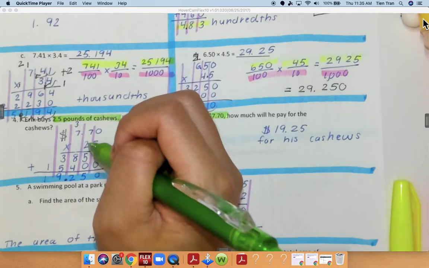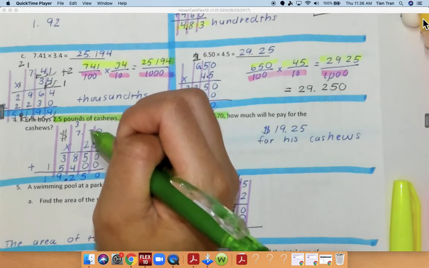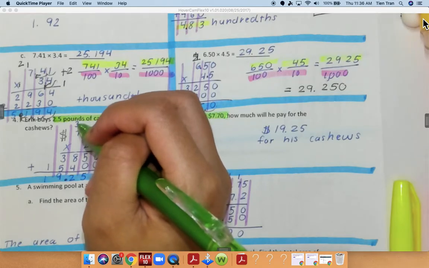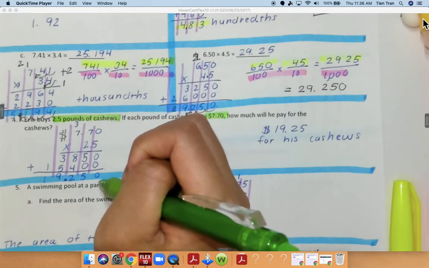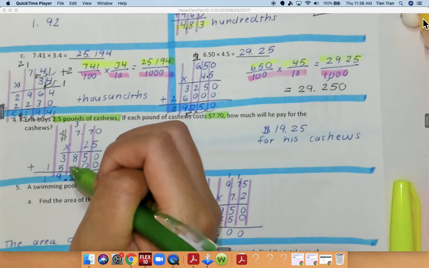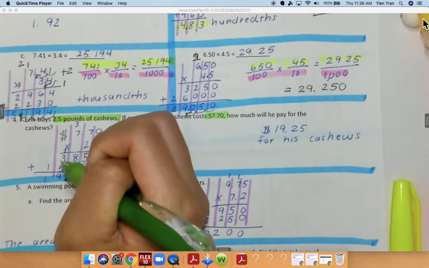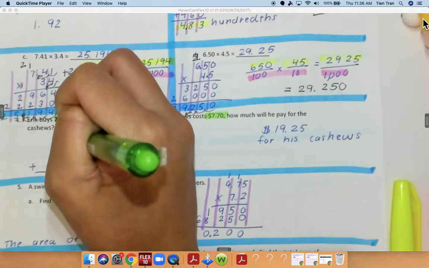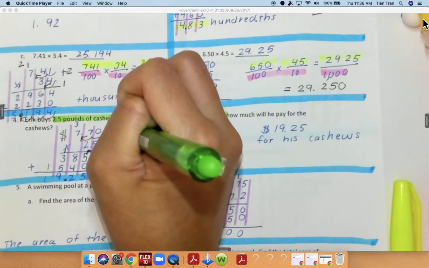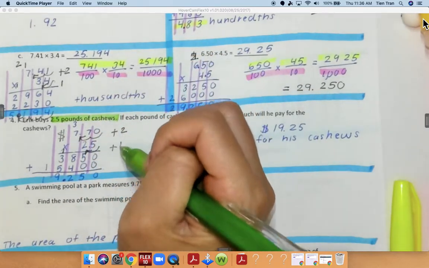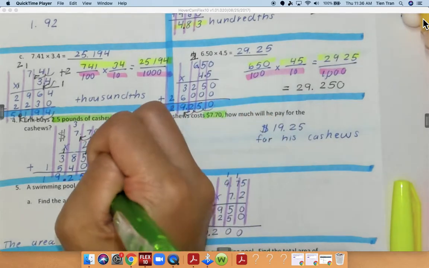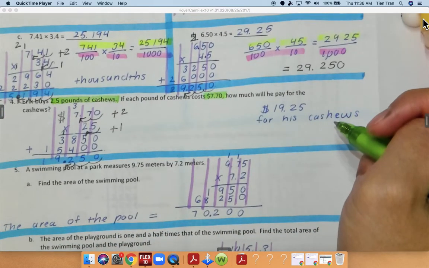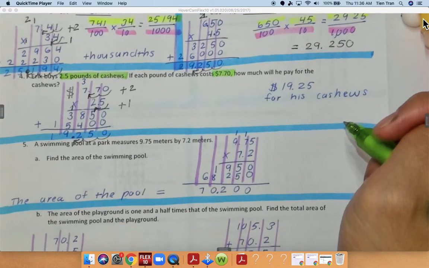Bring down your 0. 2 times 0 is 0. 2 times 7 is 14. And 2 times 7 again is 14, plus 1 is 15. Add 0 plus 0 is 0. 5 plus 0 is 5. 8 plus 4 is equal to 12. 3 plus 5 is 8, plus 1 is 9. Bring down your 1. You're going to move your decimal over 3 times, so this one twice and this one once. So that means that your answer is $19.25 for his cashews.